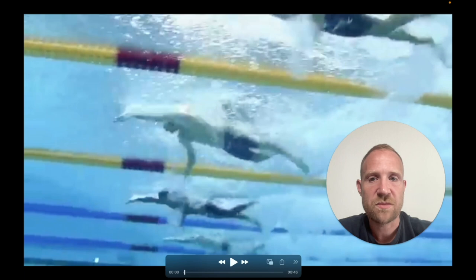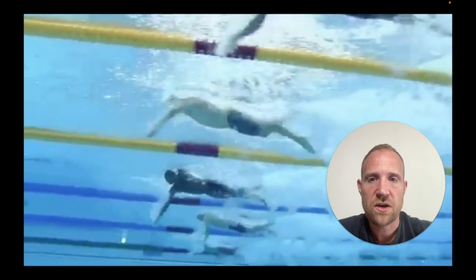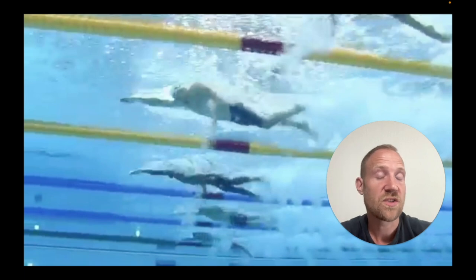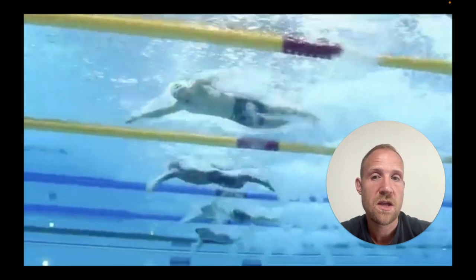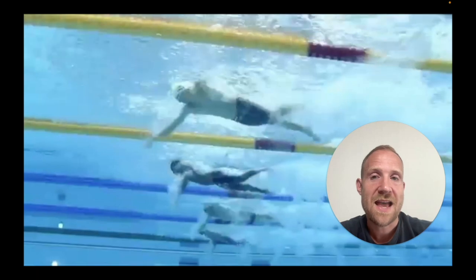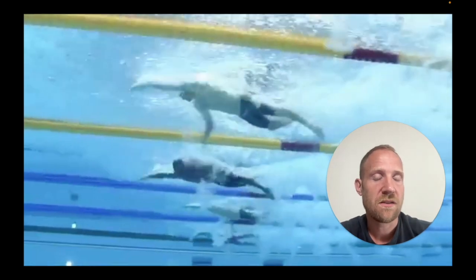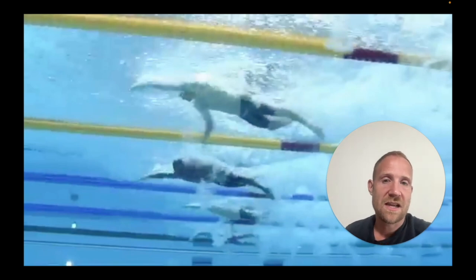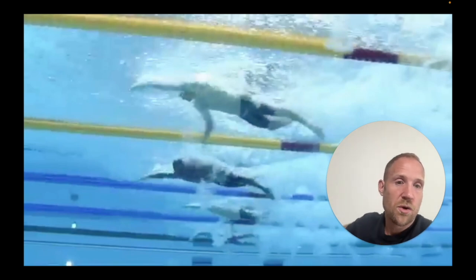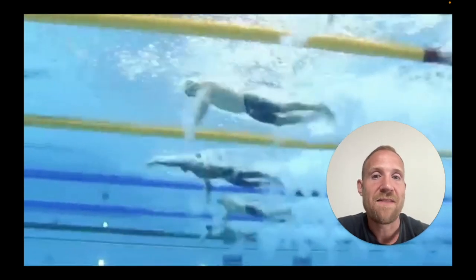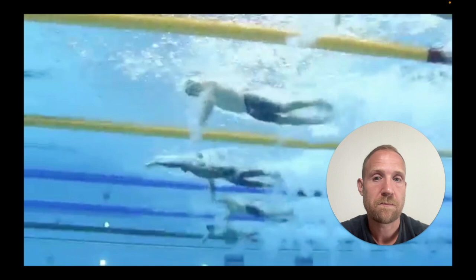Now we'll take a look at sprint freestyle. And so you see here, the arm is pulling and he's rotating there. So again, the rotation is always synced up with the arm pull. But what's different here is that as the hand enters, he's already rotated to the other side. And so in this case, the rotation happens during the arm recovery as opposed to after the arm recovery in distance freestyle. And that's the primary difference in the timing.